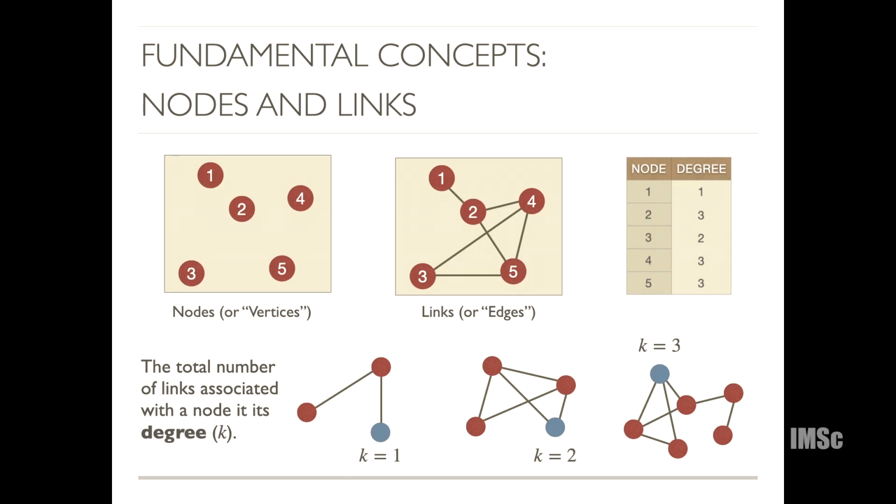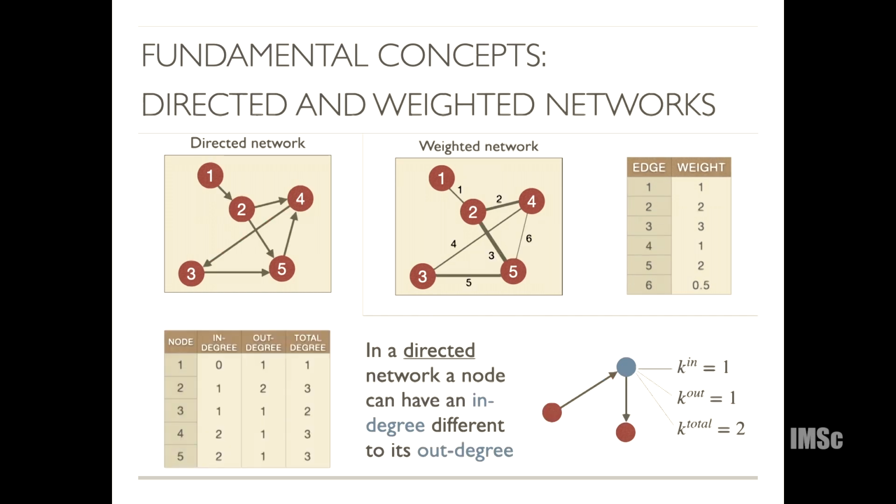So over here you see this blue node has a degree 1. In this network, this blue node has a degree of 2. Here this node has a degree of 3, and so on. So this is the most basic information that you can possibly have, just how many connections a given node or an object in a network has.